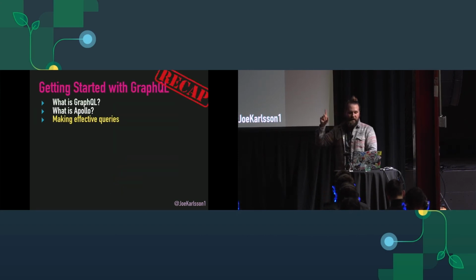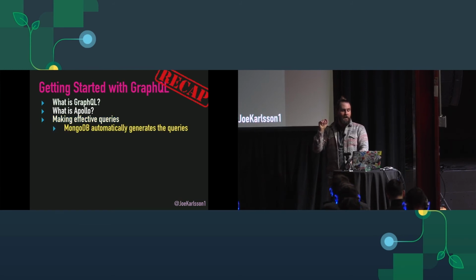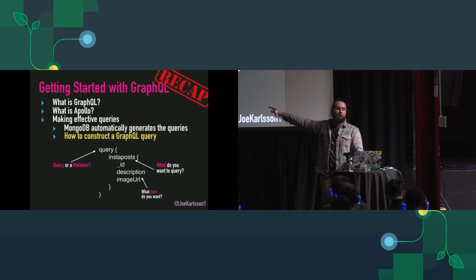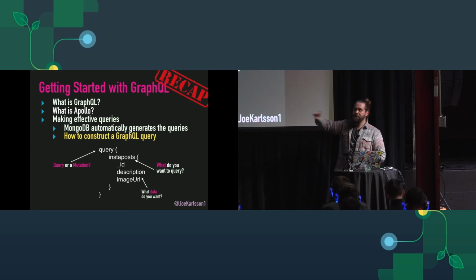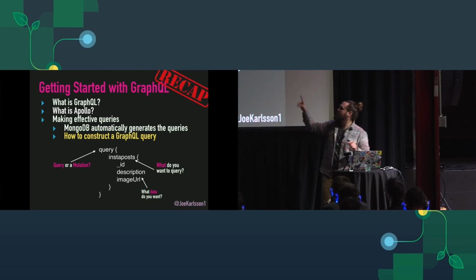So let's do a recap: how to make a query with GraphQL and Apollo. MongoDB automatically generates all the different queries for you. You can check all those out in Graphical. Amazing. Then you need to construct your GraphQL query, and we use it this way. You define if it's a query or a mutation, you define what you want, and then you define the data within that object that you want to get back from it.